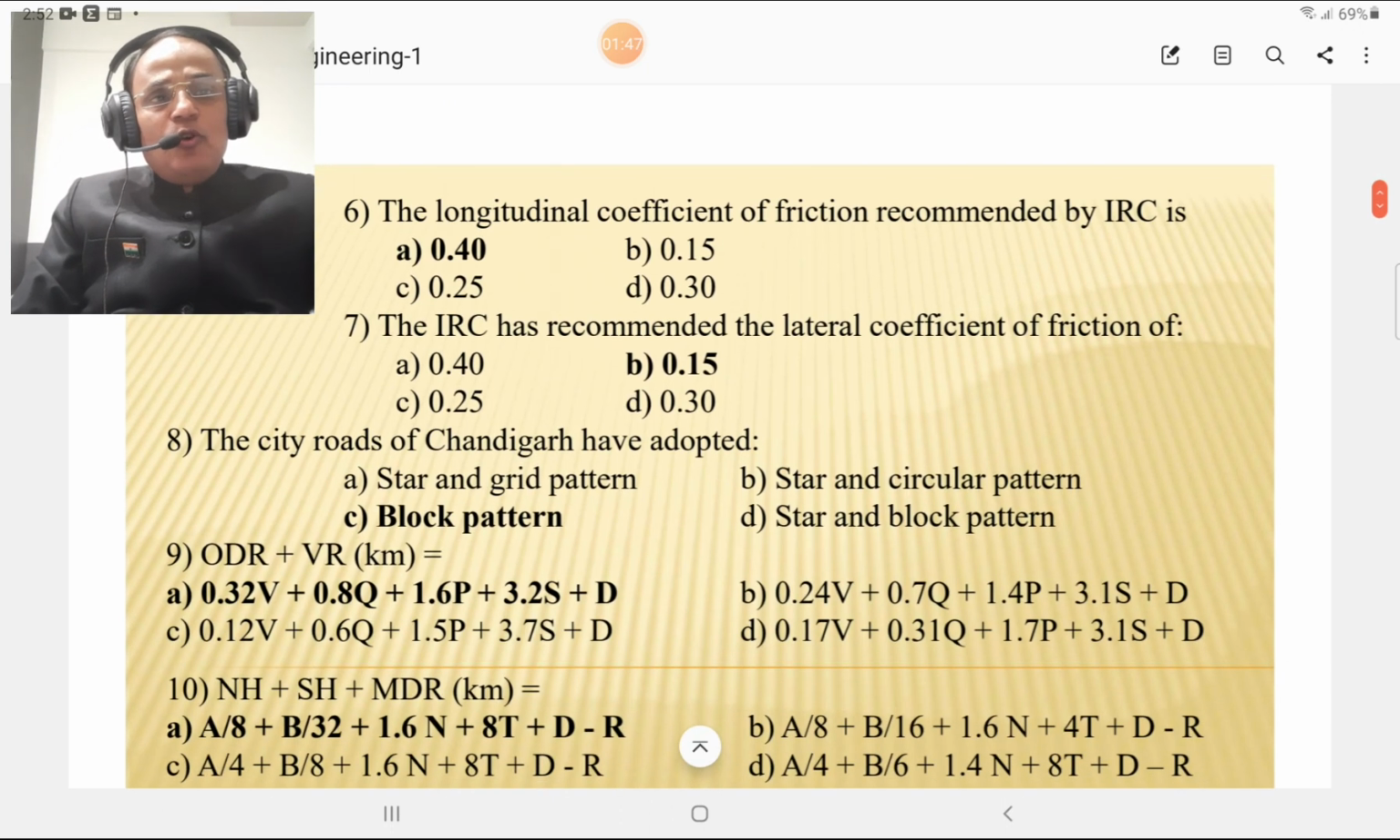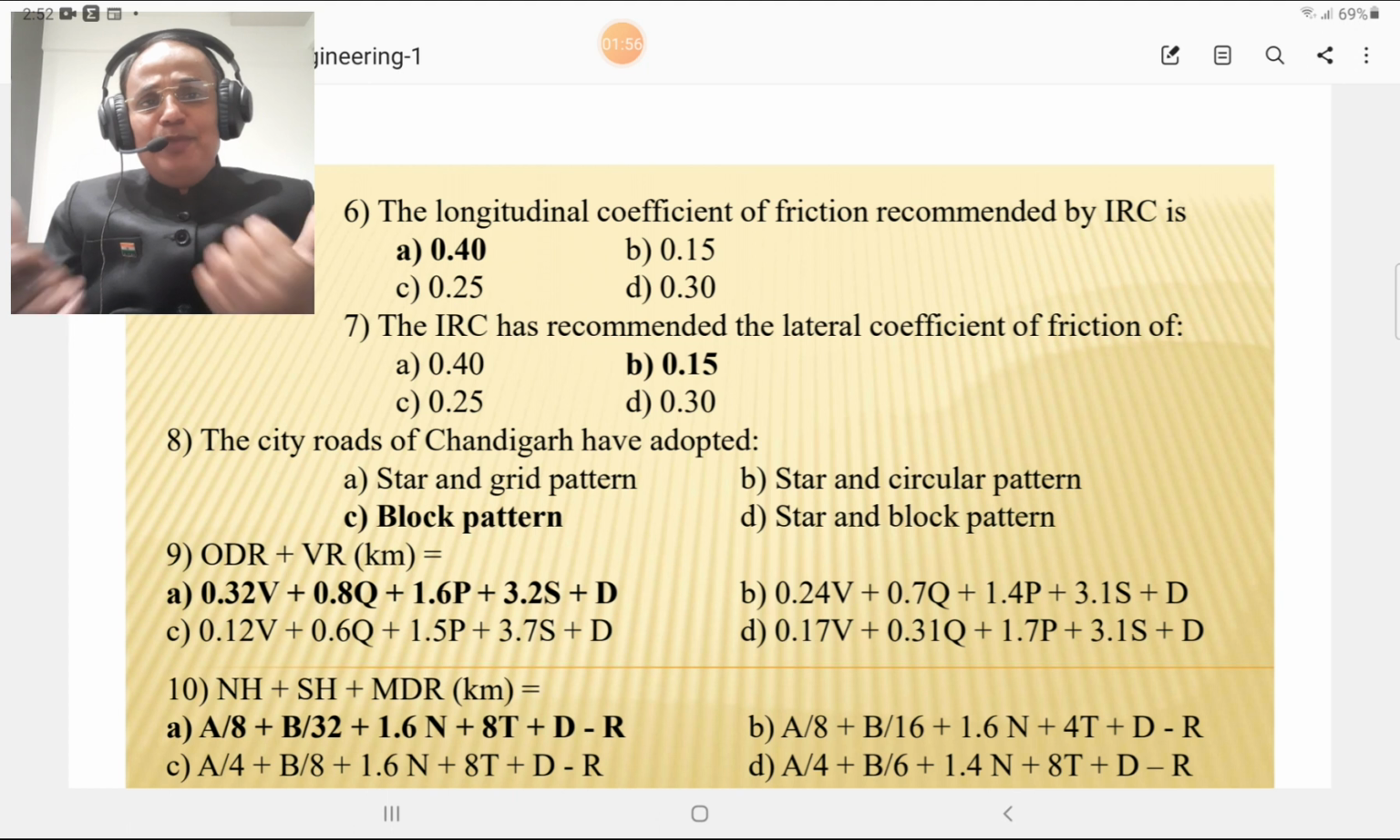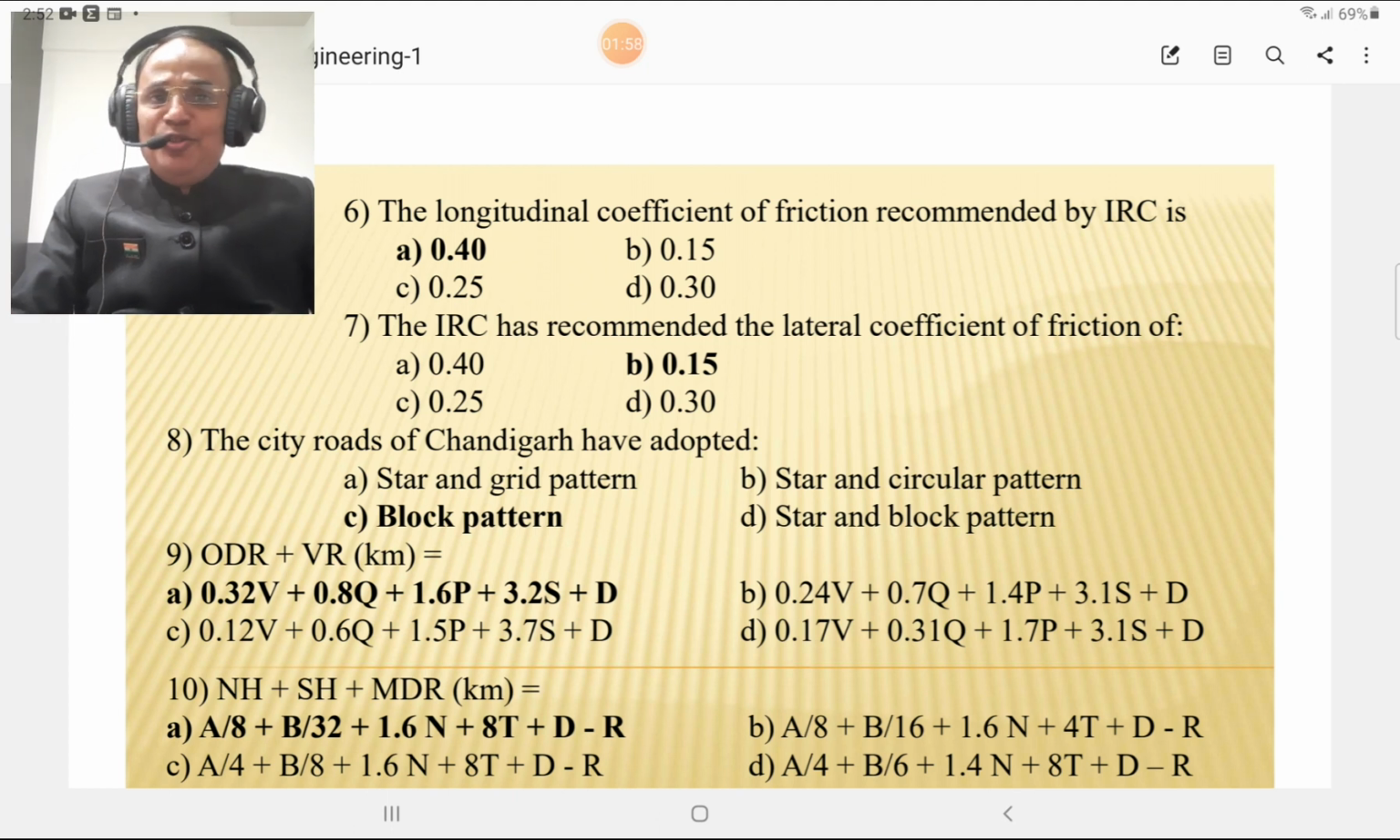The longitudinal coefficient of friction recommended by IRC is 0.40, and the lateral coefficient of friction is 0.15, and for all the calculations we need that 0.15. The city roads of Chandigarh have adopted the block pattern. So you must remember Chandigarh and block pattern.